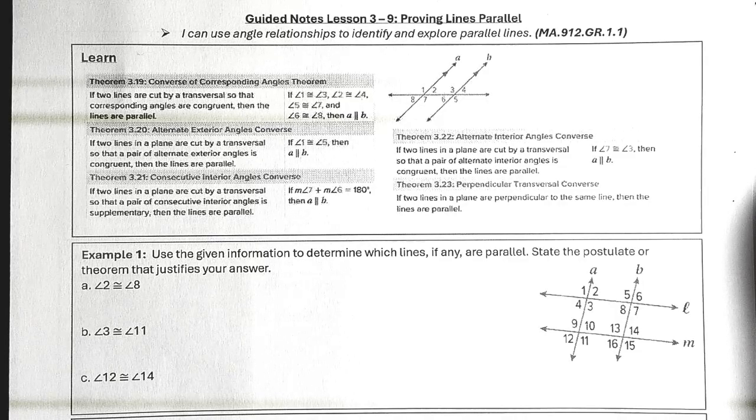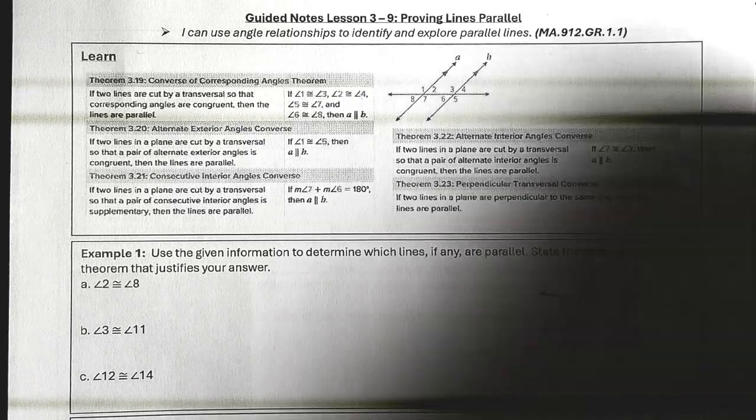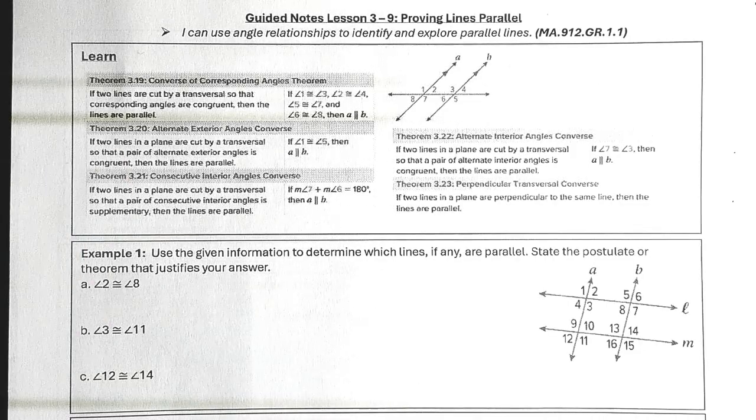So theorem 3-19, the converse of corresponding angles theorem. If two lines are cut by a transversal so that the corresponding angles are congruent, then the lines are parallel.